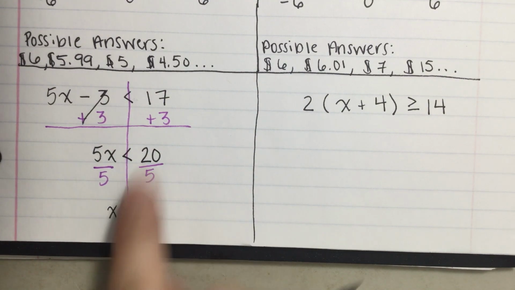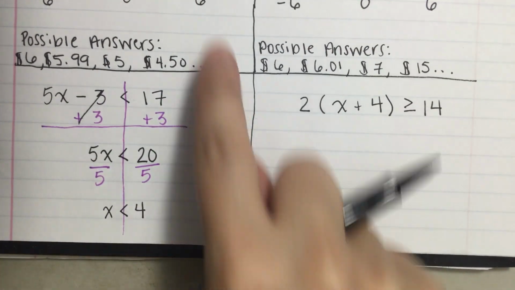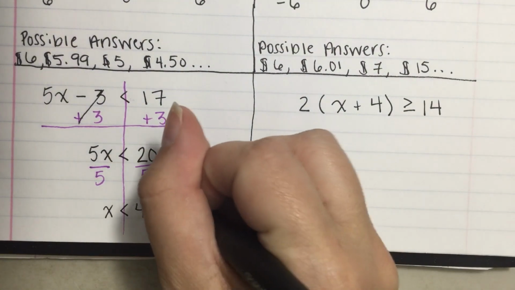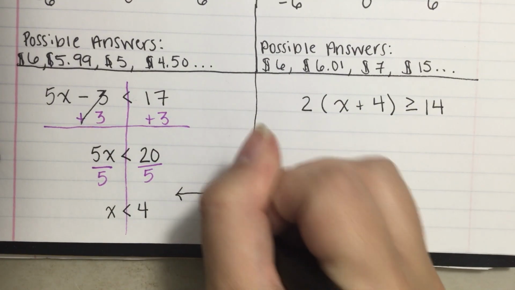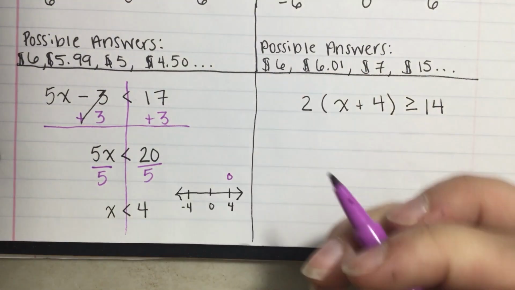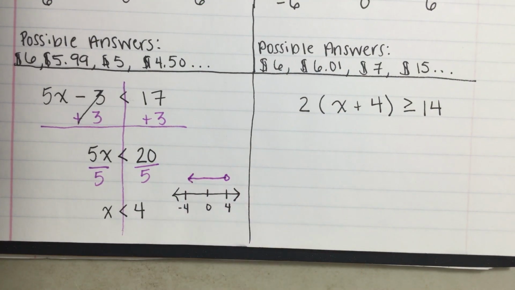And if I wanted to, I could use one of these graphs up above and I could graph it. Except instead of using a 6, I would have on my graph, and I'm going to make it really tiny on the side right here, 0, 4, negative 4. It's my less than symbol, so I'm going to use an open circle above 4, and it's less than, so I'm going to go to the left, and that would be my graph.